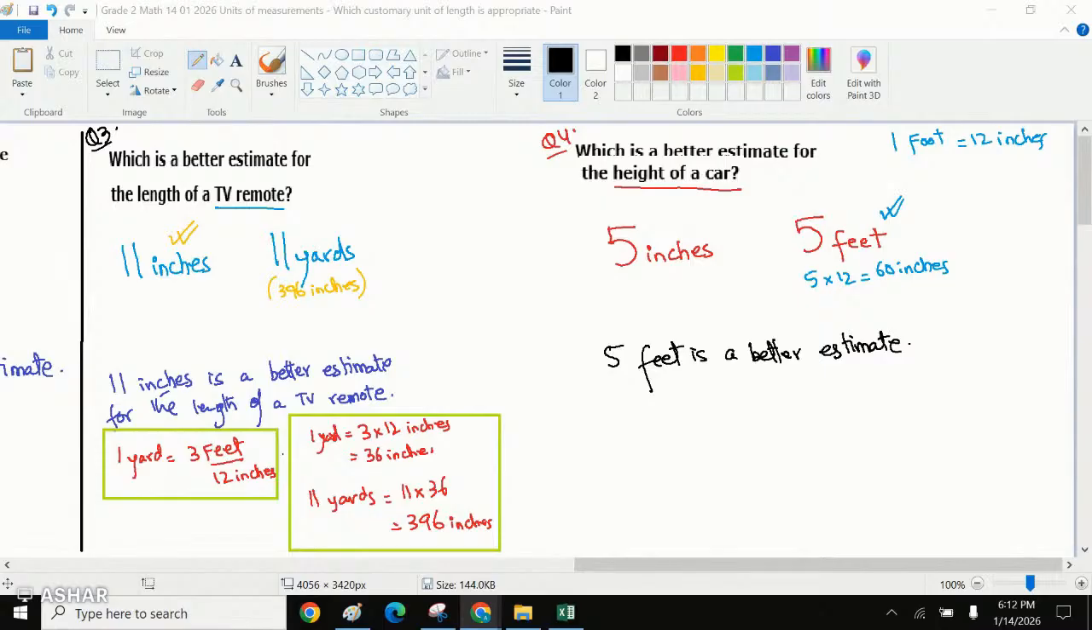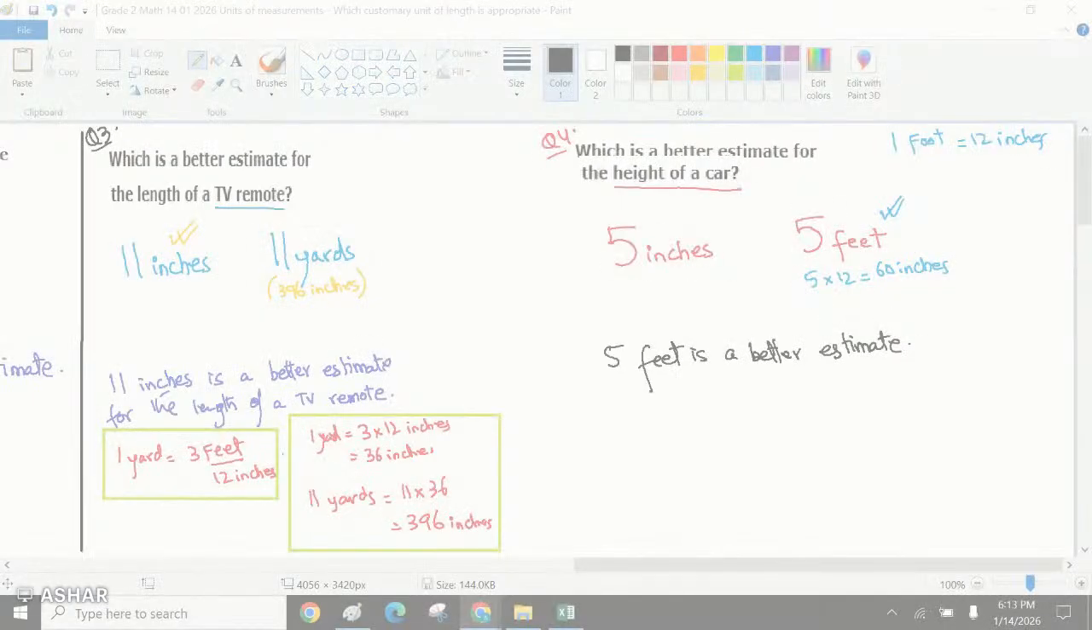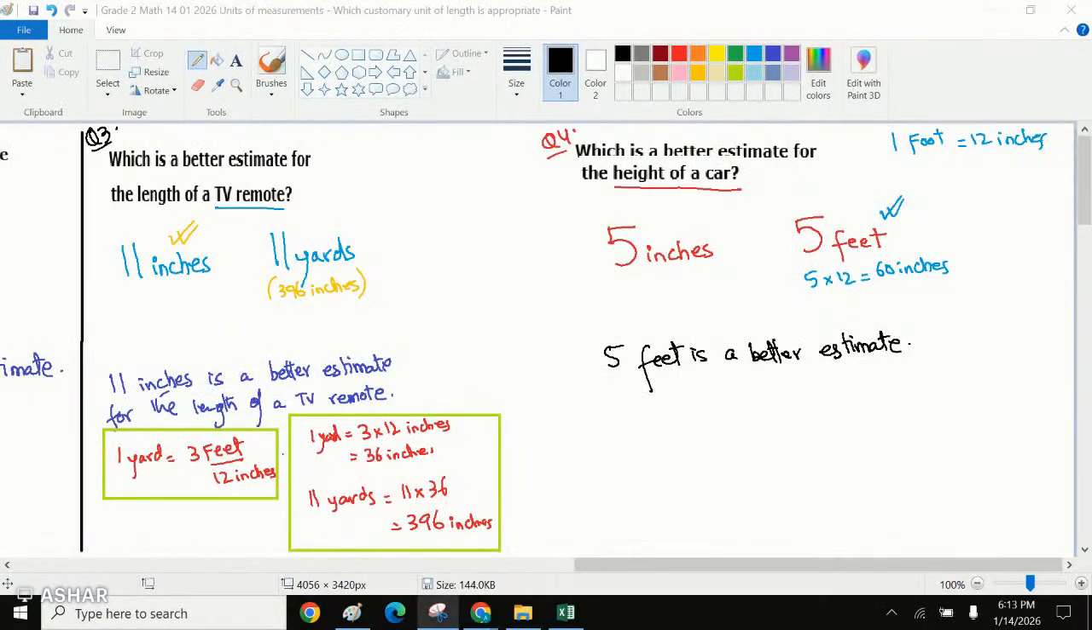Okay, if it's singular, one, that is foot, but if it's more than one, then it would be feet. That's the rule we need to remember. We cannot write 5 foot. It has to be 5 feet.